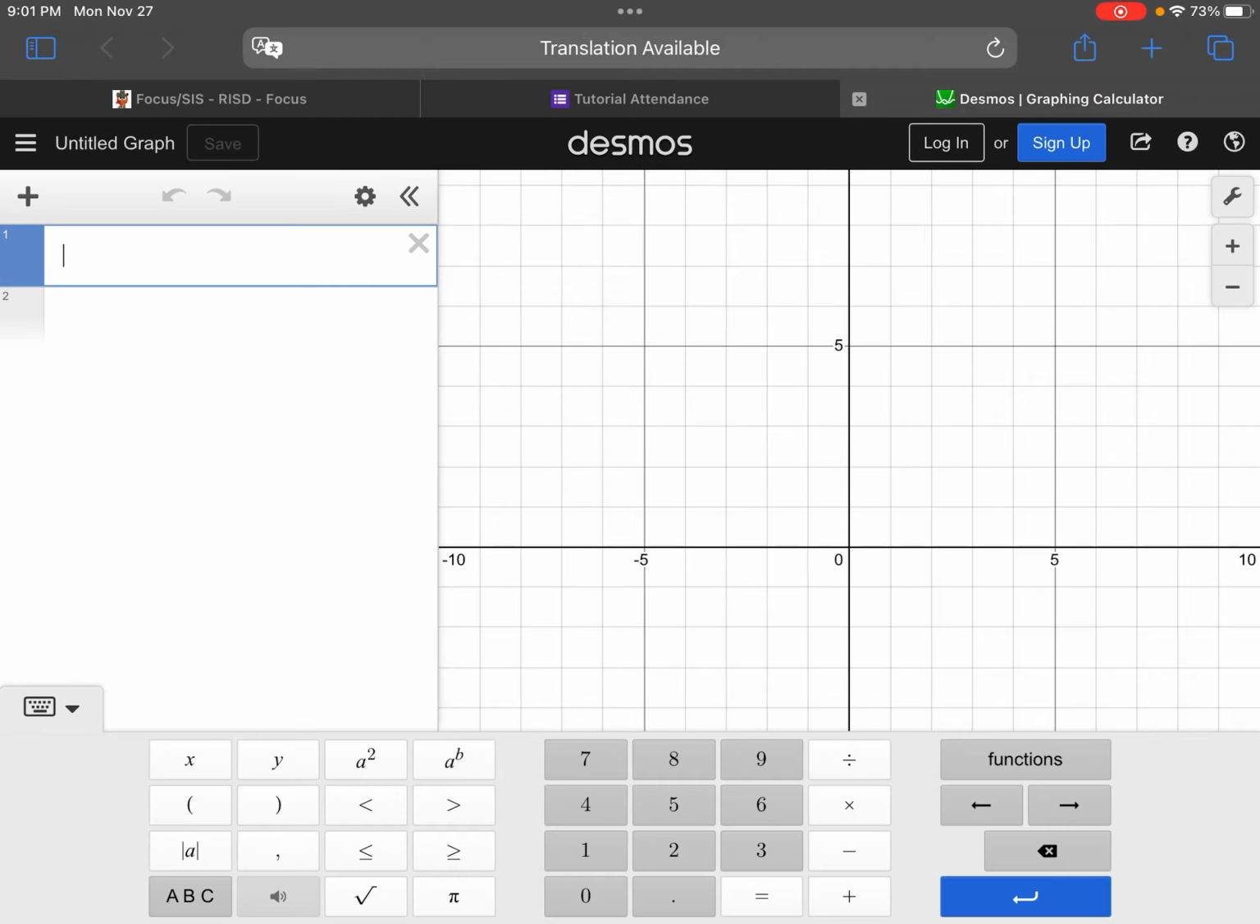Show that to you, as soon as Desmos decides to load.